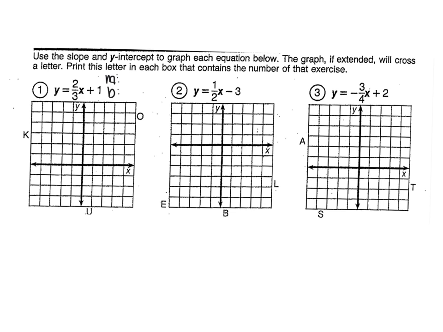Number 1, what is my M? 2/3. What is my begin? 1. So I'm going to begin at 1. That's 0, 1. Right here, guys. Make a dot. Now rise 2, run 3. From that dot you just made, rise up 2 and then run 3. Make your next dot. Up 2, right 3.